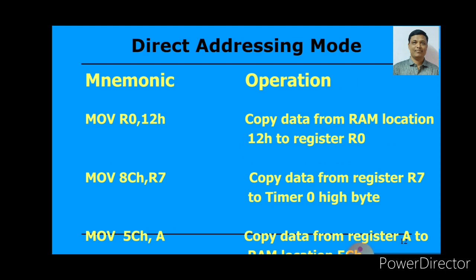Other examples of direct addressing mode are MOV R0, 12H: here the contents of memory location 12 will be transferred to register R0. The next example, MOV 8CH, R7: the contents of R7 will be transferred to memory location 8C. And in the next example, the contents of the accumulator will be transferred to memory location 5CH.